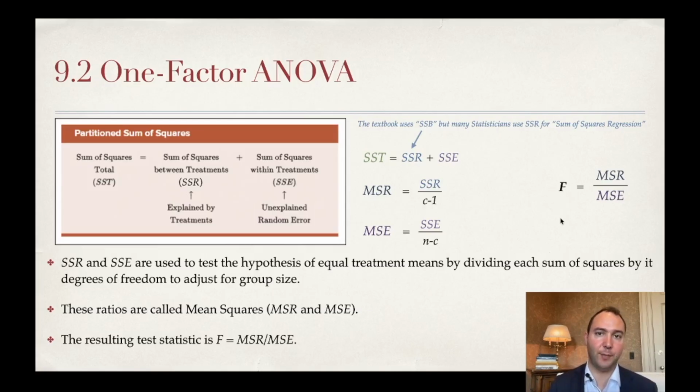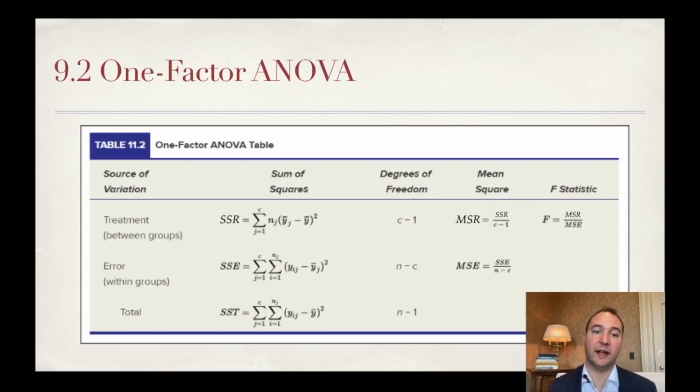So let's look back. What does our F statistic consider? It considers how much difference we have in each group, how much difference we have between the groups. It also considers how many groups we have and how big our sample size is. So this gives us our ANOVA table.